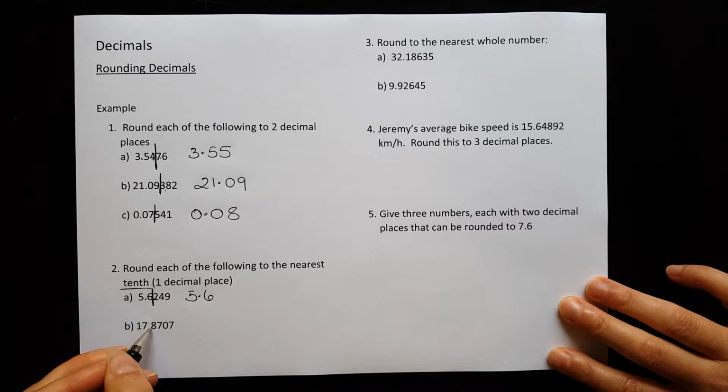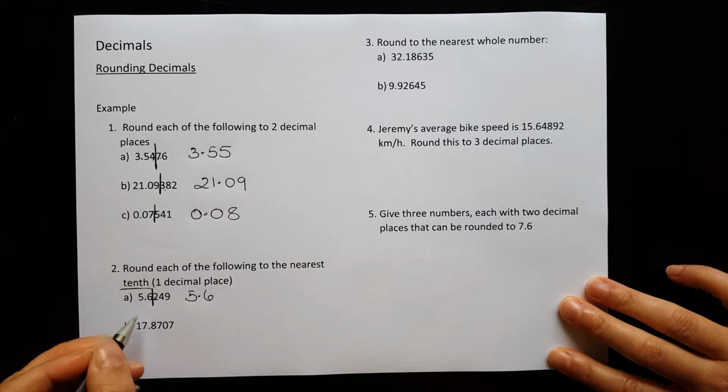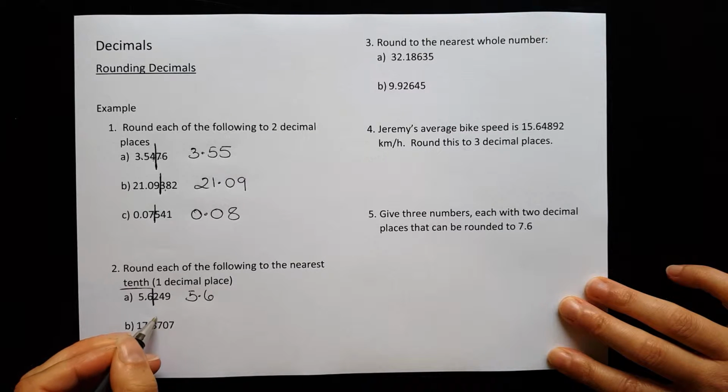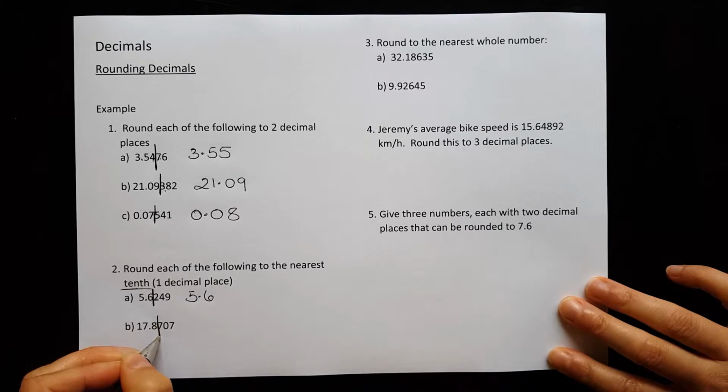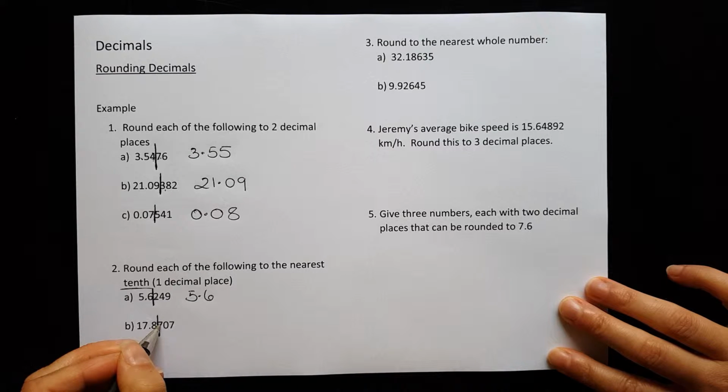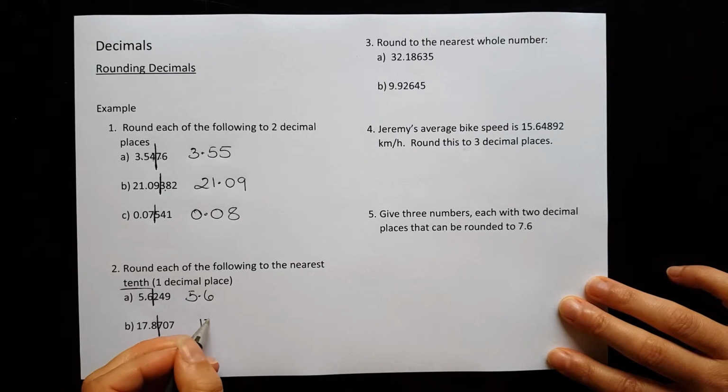For B, 17.8707, the line goes after the first decimal place, so after the 8 there. Because my number is 5 or larger this time, it's a 7, I need to round that up to become a 9. So 17.9 to the nearest 10th for each of those numbers.